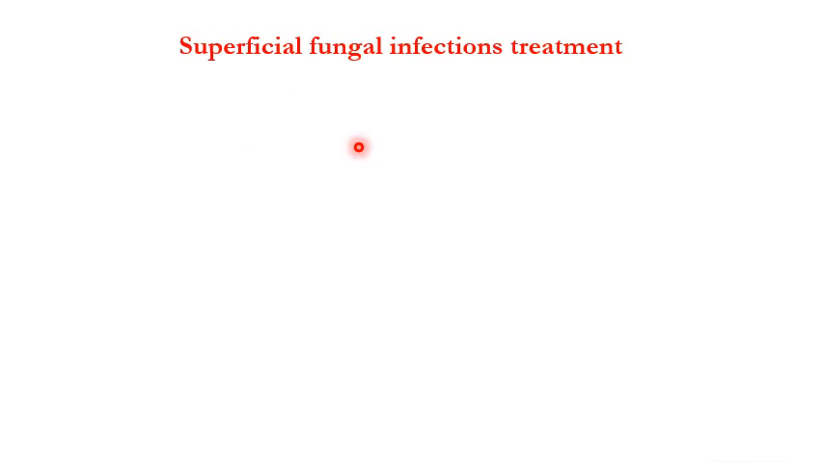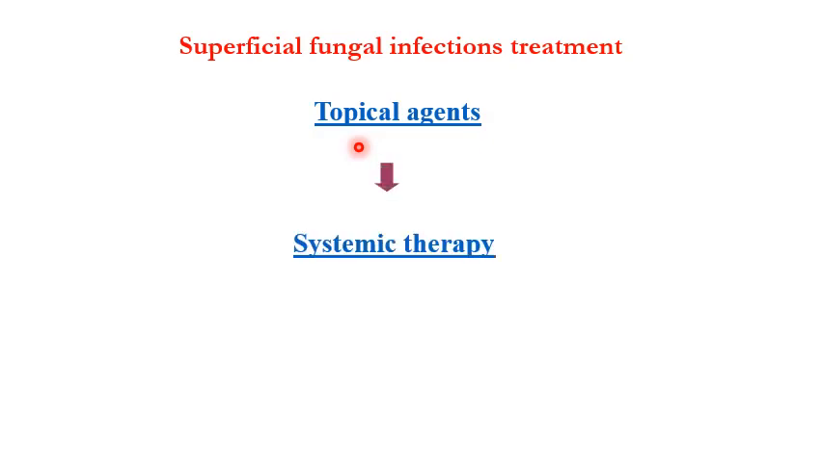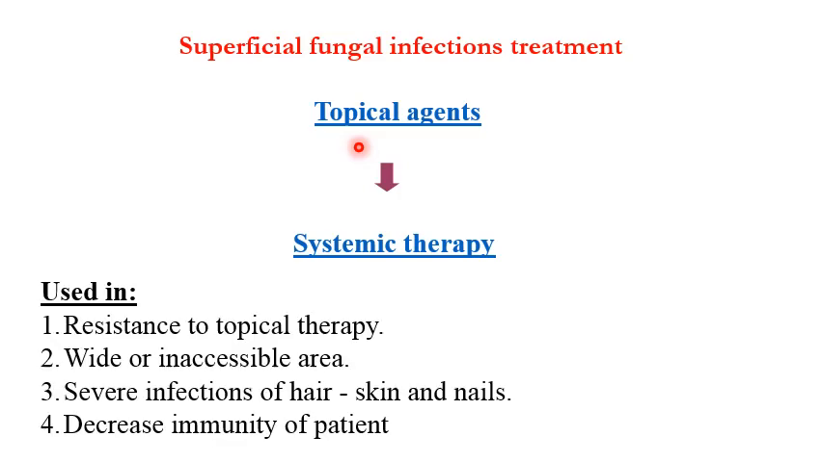When we need to eradicate superficial fungal infection, we start first with topical agents. Then, if that fails, we shift to systemic therapy. But systemic therapy can be used from the start if there is a wide or inaccessible area like the back, in severely infected persons, in severely infected organs like hair, nail, and the skin, and in severely immunocompromised patients. We have to use systemic therapy from the start.